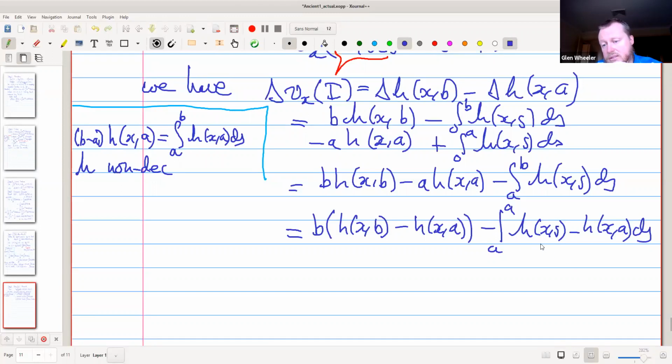All right, and that means that in this, I might decrease the size of this. That means that inside here, right, you've got this a to b.